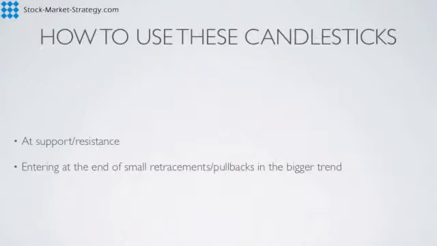So how do you use these candlesticks? Well, we use them at support and resistance, and we also use them when entering a small retracement or pullback in a bigger trend. For example, we have a big downtrend and then we rally a little bit, and then we see this candlestick pattern. That could be our signal.